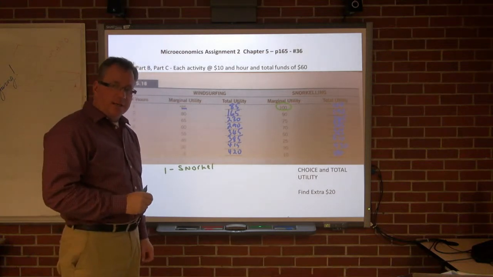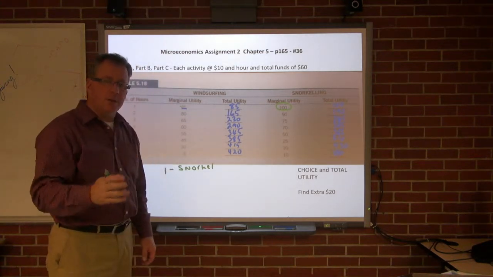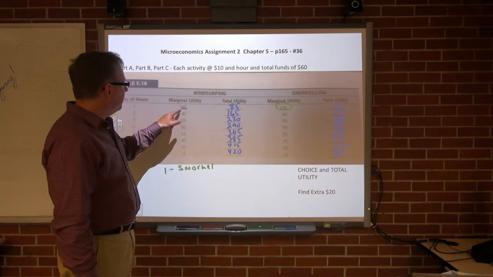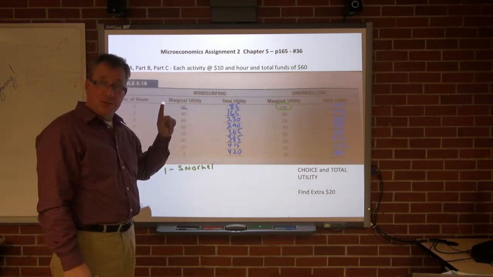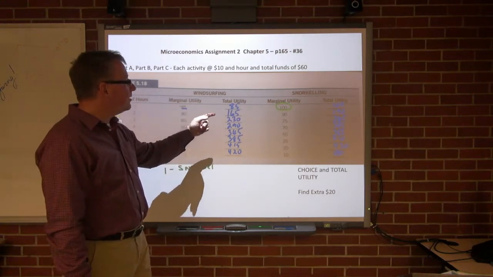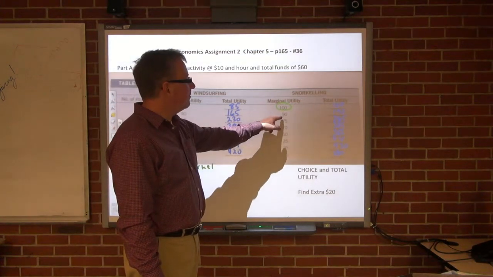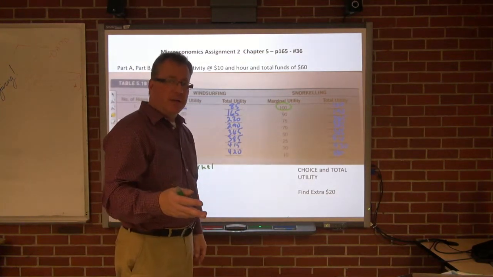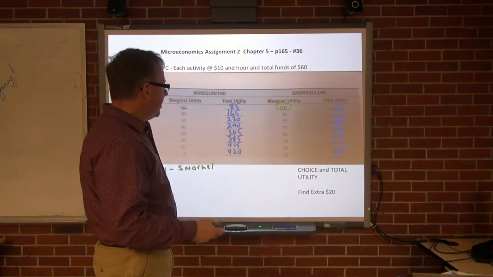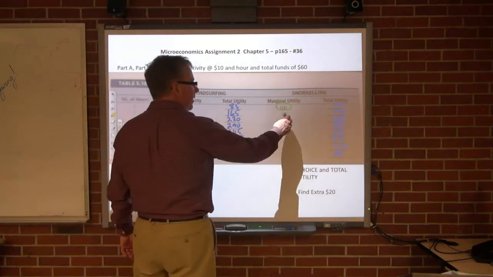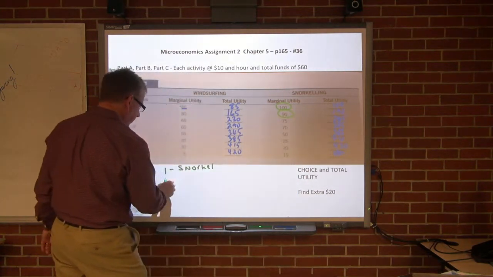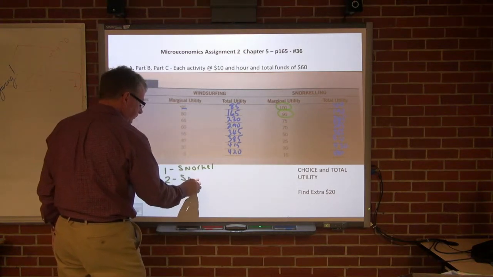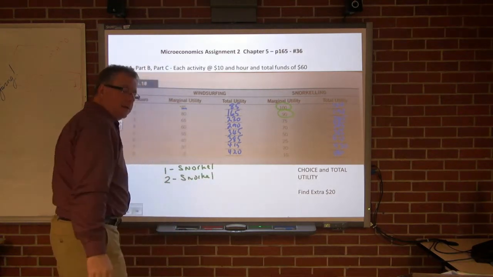Okay? So we've got $50 left. We take another $10 out of our pocket. We have to choose now. What are we going to do? We're going to do our first hour of windsurfing, which has a marginal utility of 85, or do we do a second hour of snorkeling? Second hour of snorkeling has a marginal utility of 90. Again, we say which one's bigger? The marginal utility of the second hour of snorkeling is still bigger, so in the second hour, we're going to snorkel. We have $40 left.